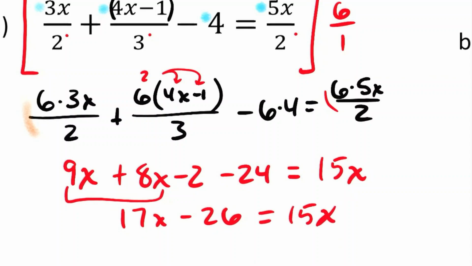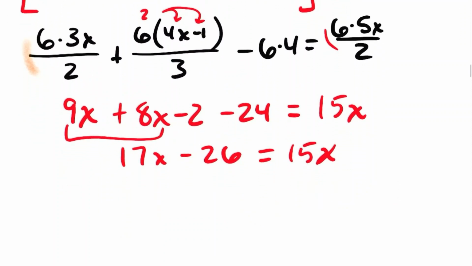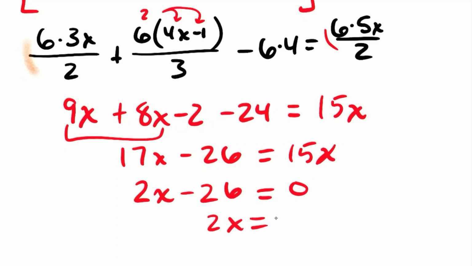I'll just take away, we can go either way with this. I'm going to go ahead and subtract 15x from each side. When I take away 15x from the right-hand side, I'm left with just a 0. Over on the left-hand side, when I take away 15x, this becomes a 2x, and then minus 26. If I add 26 to each side, I get 2x is positive 26, and therefore x is the number 13. So x is 13 is our answer for this first one.